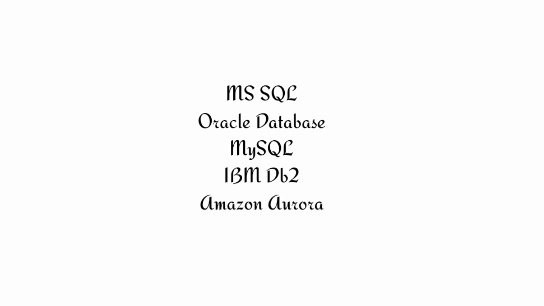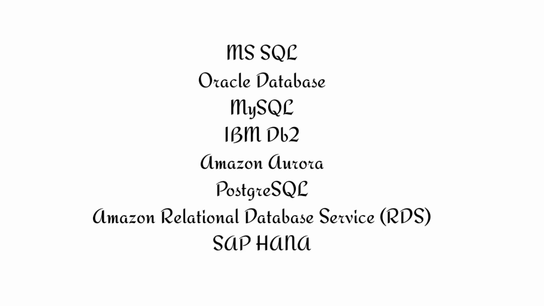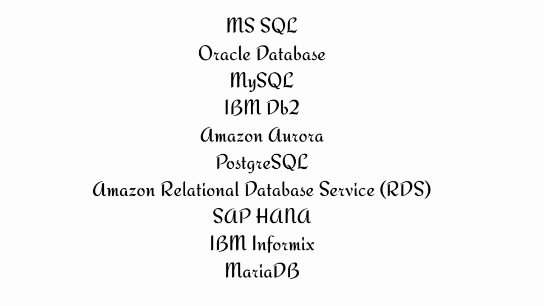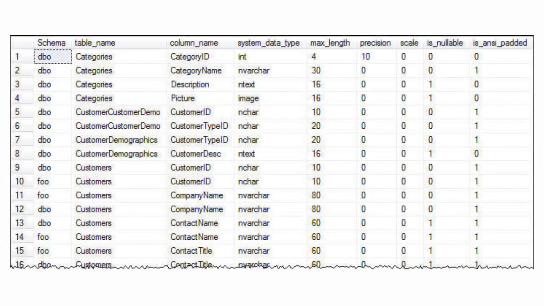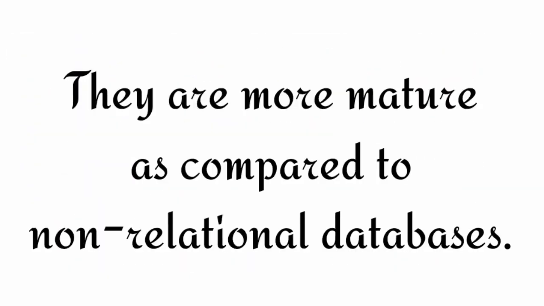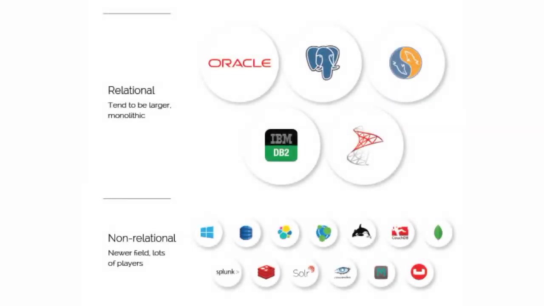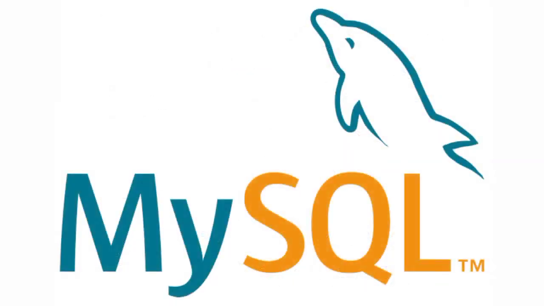MS SQL, Oracle Database, mySQL, IBM DB2, Amazon Aurora, PostgreSQL, Amazon Relational Database Service, SAP HANA, IBM Informix, and MariaDB are examples of relational databases. They store data in a tabular form into rows and columns. They are more mature as compared to non-relational databases, but they store data in a certain schema. From these, for this video, I will choose mySQL because I have only used that.